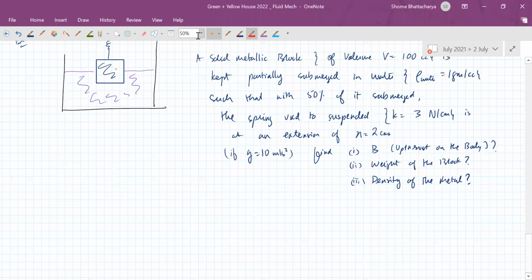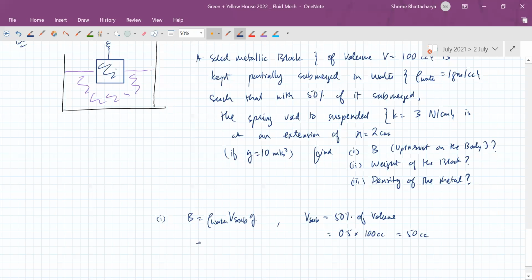Yeah, people, let's check out the answers for this. So first of all, the buoyant force will be density of water in this case into volume of the submerged part into G. Now volume of the submerged part will be 50% of total volume. So it is 0.5 into 100 cc. So it's 50 cubic centimeters.